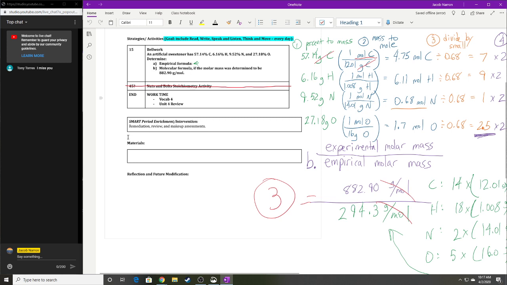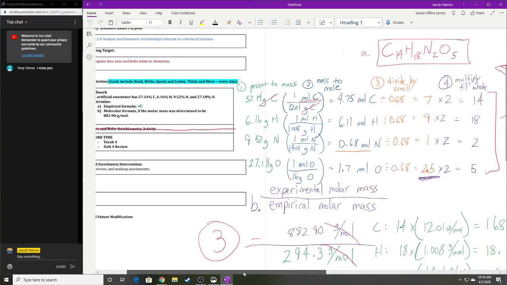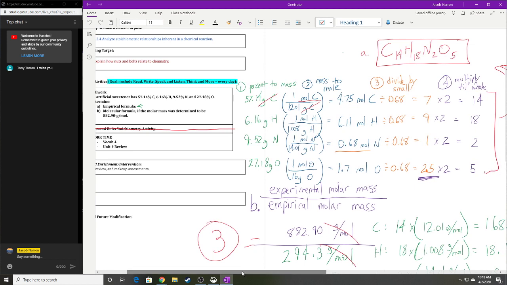So we've got the number that we need to multiply by, but we're going to multiply our formula from earlier, C14H18N2O5, times 3, because that'll tell us what the molecular formula is. Molecular formula is not the simplest. So I'm multiplying all the subscripts, all 4 of these, by 3, and let's see what we end up getting.